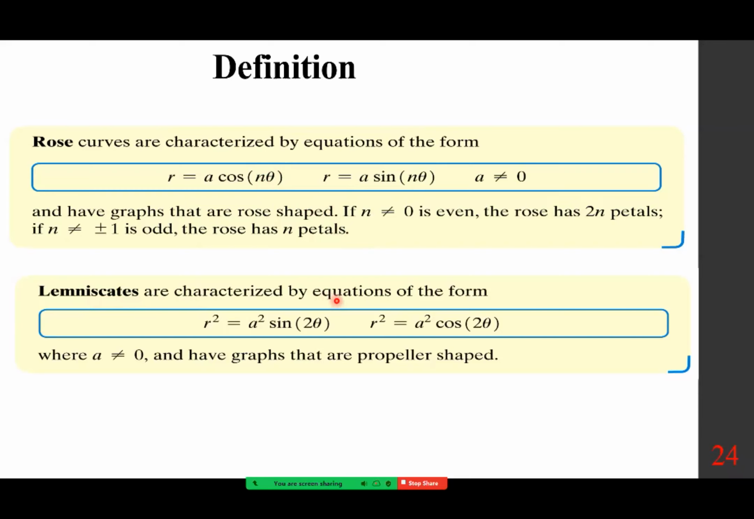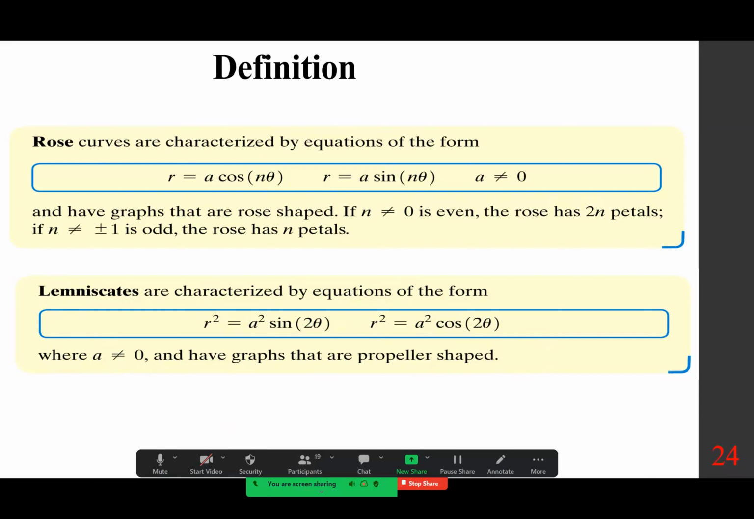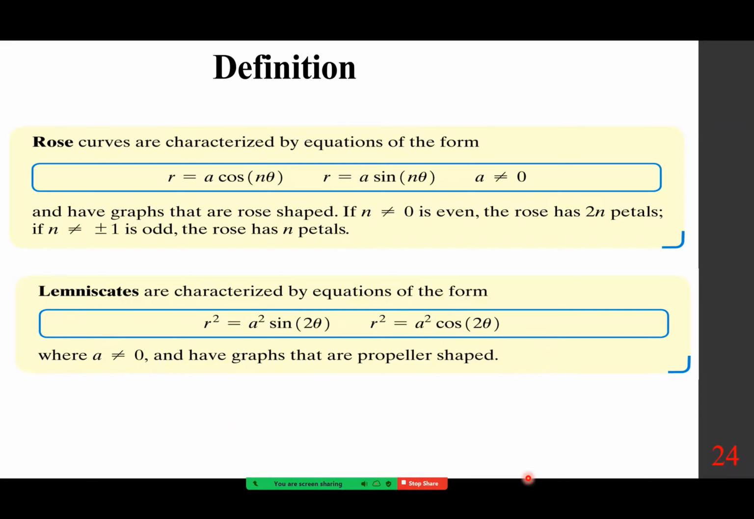Lemniscates are characterized by equations of the form r squared equals a squared sine 2 theta, r squared equals a squared cosine 2 theta, where a can't be 0, and have graphs that are propeller shaped. I just wanted you to be exposed to that.